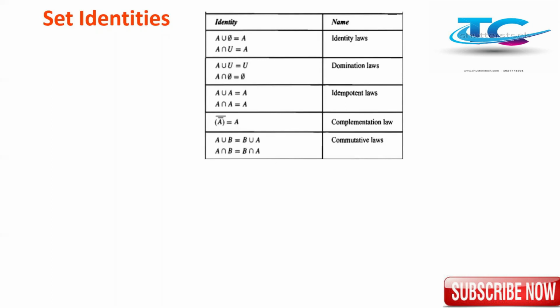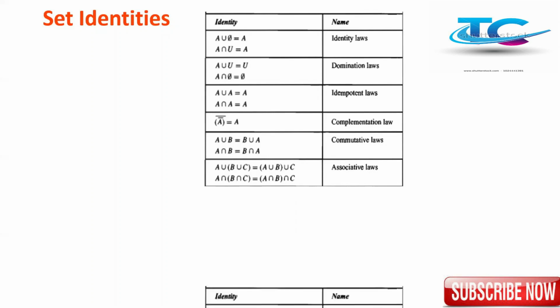Next is commutative law. This is A union B is equal to B union A. Likewise for intersection also, A intersection B is equal to B intersection A. Then associative law. So this is the format for associative law. It is like A union B union C is equal to A union B union C. So one time we will group B union C and this will be equal to A union B union C. Okay, this is the format for associative law. Similarly, we can do for intersection also.